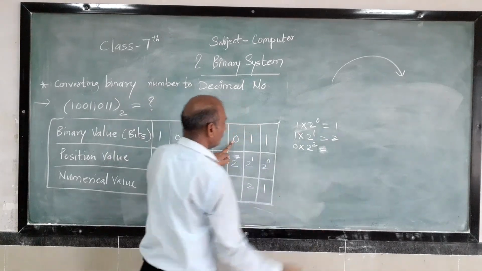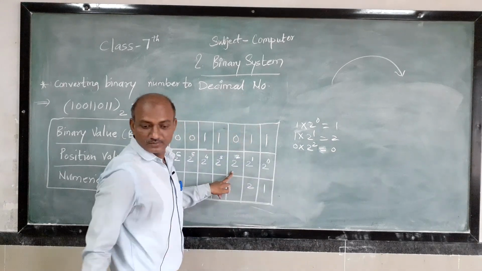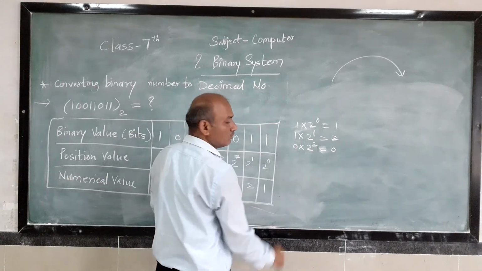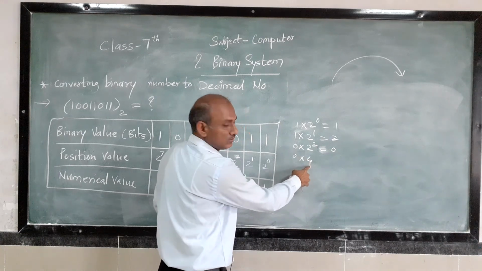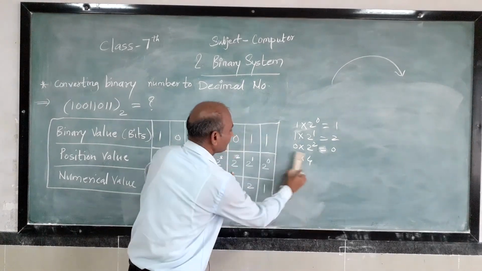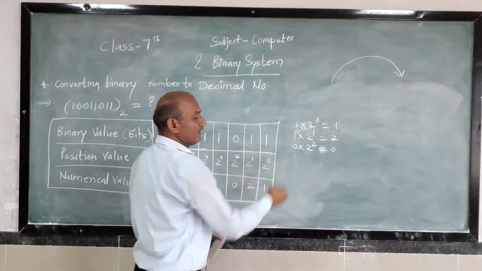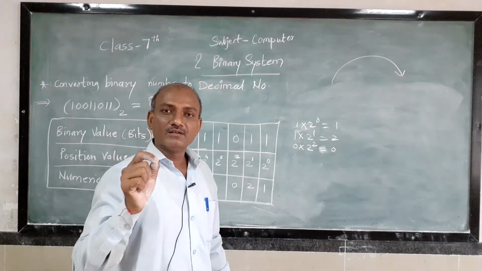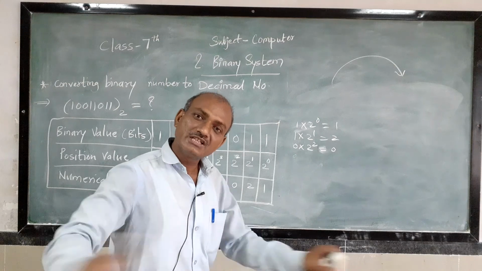2 raised to 2, what comes? It comes 0. Because 2 raised to 2, we know that it is 4, and 4 into 0 is 0. Understand? So it is 0, because any number we multiply with 0, the answer will be 0.